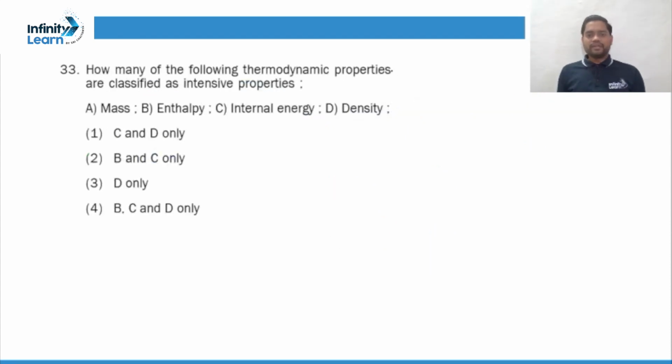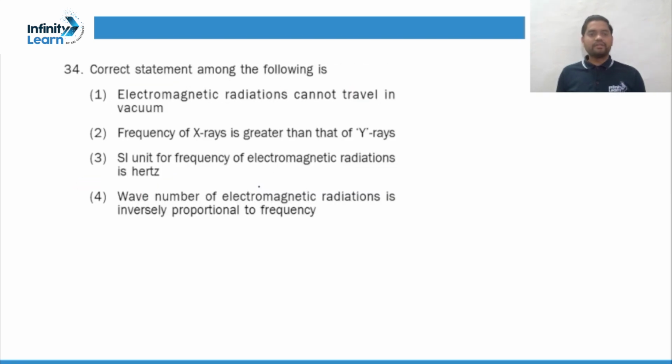How many of the following thermodynamic properties are classified as intensive property? Mass, extensive. Enthalpy, extensive. Internal energy, extensive. Density, intensive. So only option is D. 33 is D. Okay.